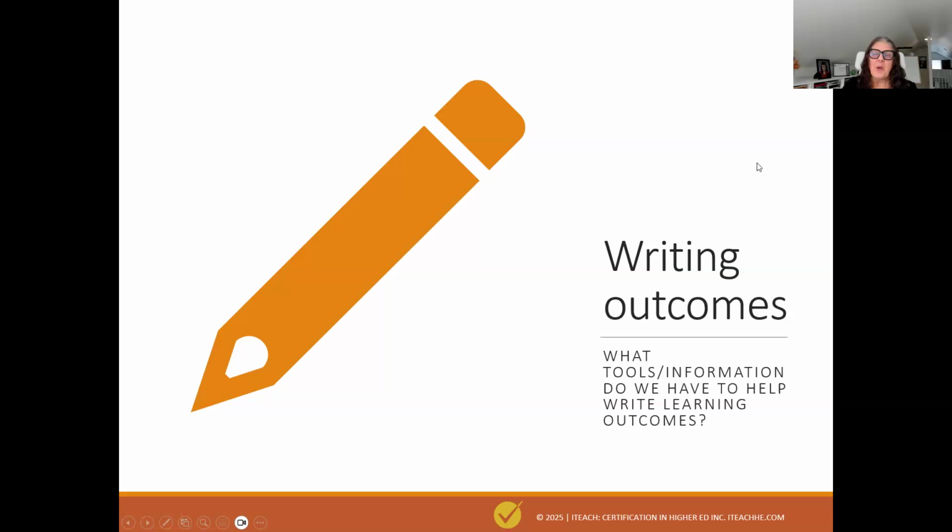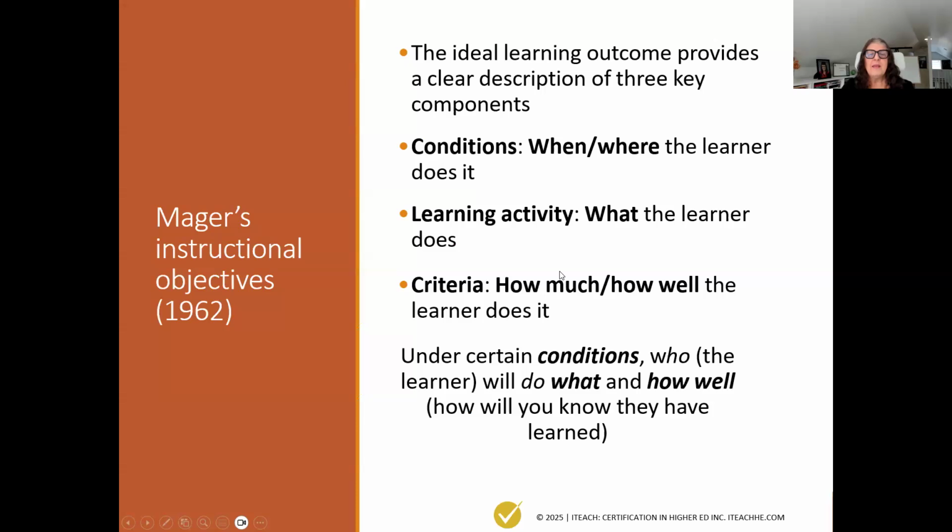The key thing is how to write learning outcomes. There are different tools and information that exist that can help with writing learning outcomes. One I mentioned last time is Robert Mager's Instructional Objectives. It's a book he wrote back in 1962, where he said the ideal instructional objective, or learning outcome, has a clear description of these three components: the conditions, the learning activity or performance, and then the criteria.